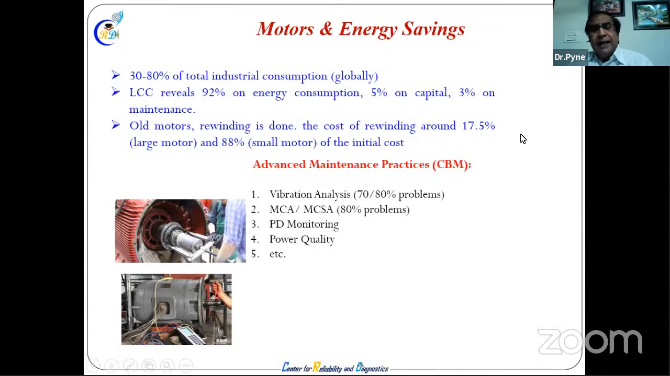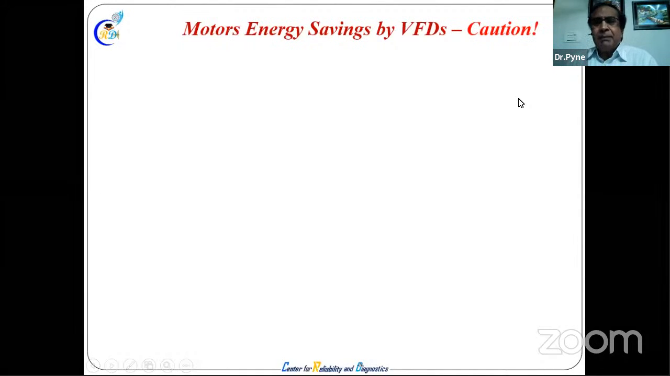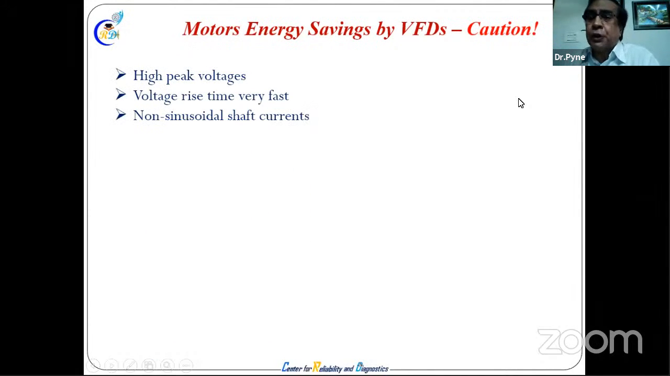energy savers. You can detect these problems by vibration analysis. 70-80% of motor problems you can find out. You can use motor current signature analysis, or MCSA, or PD, partial discharge, power quality, all the things you can do. There are a lot of other techniques available in motor energy saving. Motor energy saving by VFD, there must be some caution.